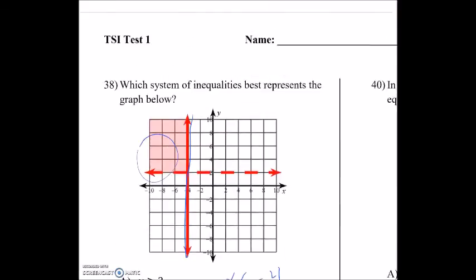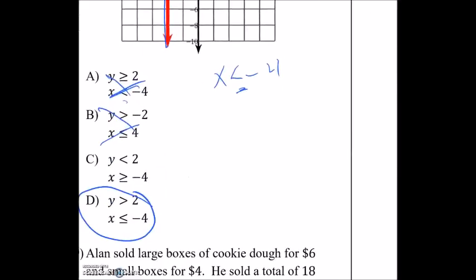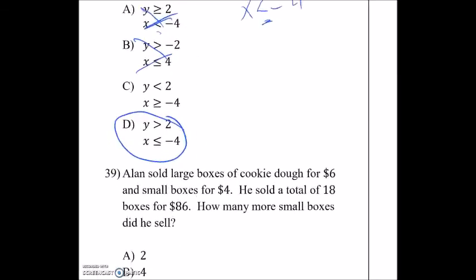We still verify with the other thing. This is 2, and it's everything greater than. So when we look at the answer, y is greater than 2 is correct.